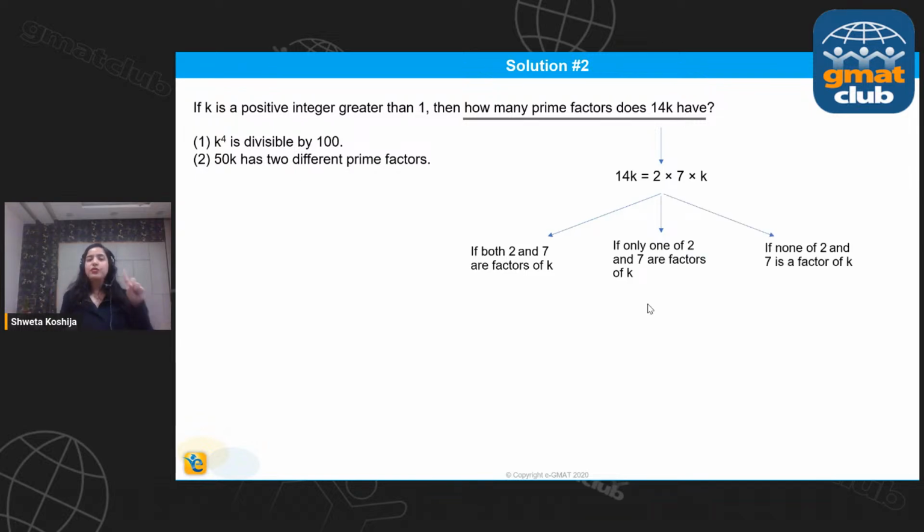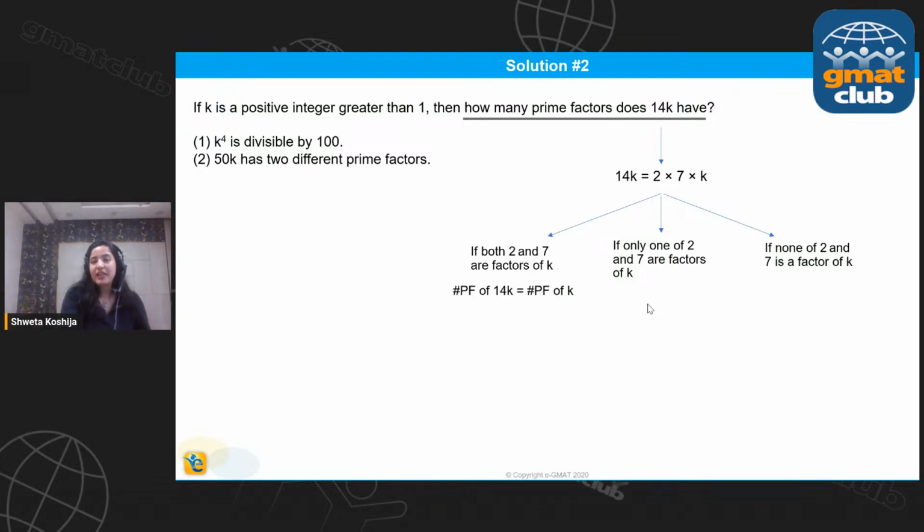First, both 2 and 7 are factors of K. Second, only one of them is a factor. It's either 2 or 7. And third case is that none of them is a factor. Okay, now I get it. You get it already that we created the cases. Okay, so that means this is where you were stuck.